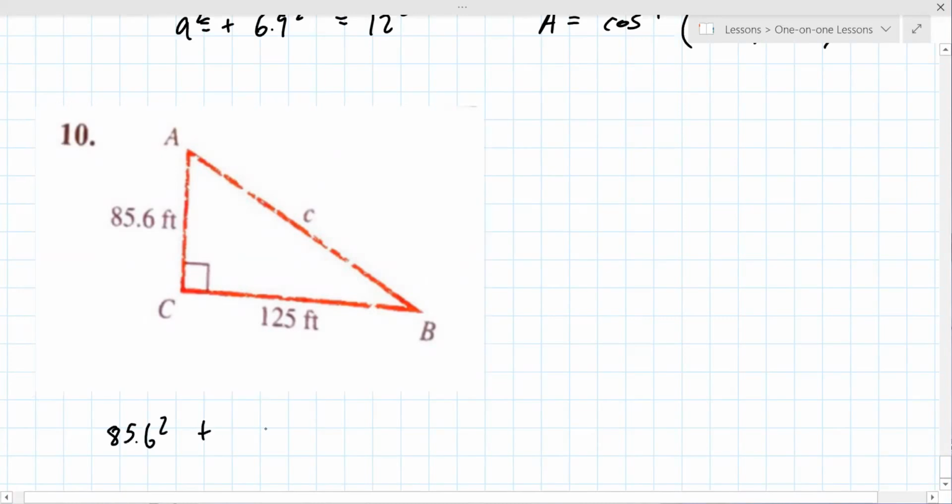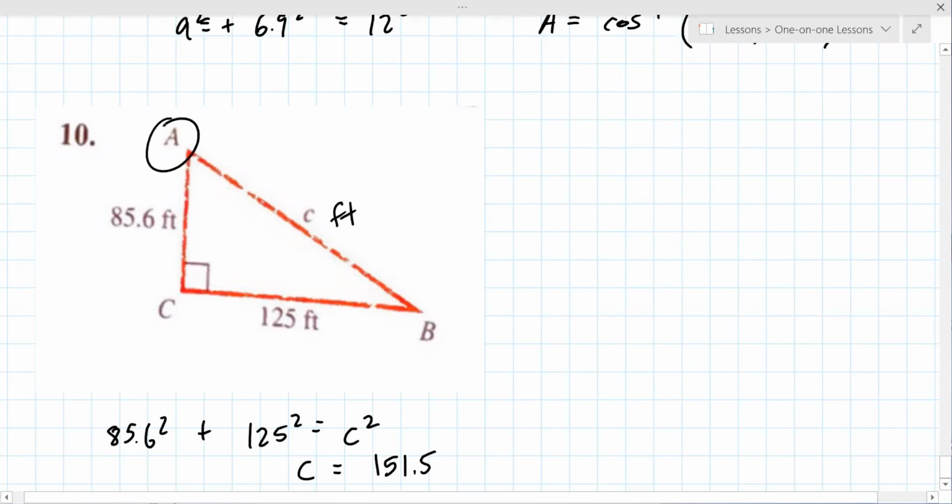85.6 squared plus 125 squared equals C squared. So you can use your calculator. You can solve for C. We need it to find the angle. So C is the square root of 85.6 squared plus 125 squared square rooted. So that C is 151.5. Okay, great. We got that number down.